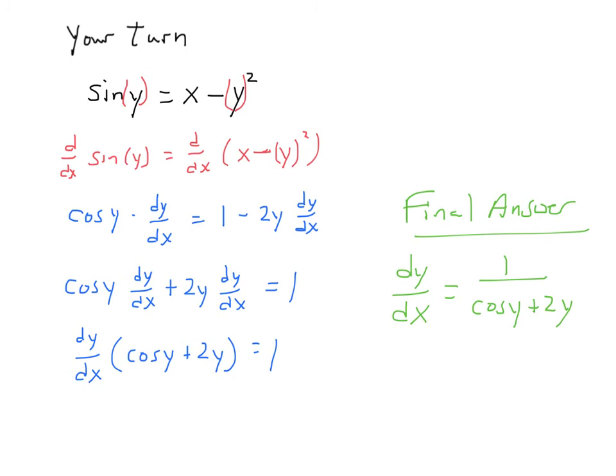Our next task is to move everything with a dy dx onto one side, everything without a dy dx onto the other, and we want the dy dx on the left. So the first thing I'm going to do is add a 2y dy dx to both sides. That gets me to this point right here. I pull out the factor of dy dx, and I have dy dx times cosine y plus 2y, and that equals 1. And so I get to my final answer, that dy dx is equal to 1 over the cosine of y plus 2y, and that's all in the denominator of that fraction.